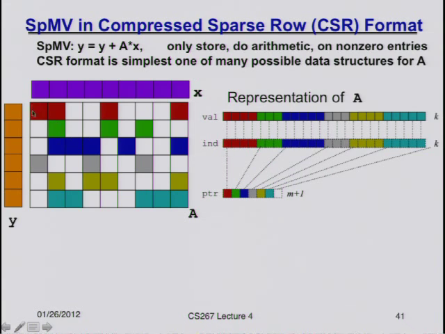So here, this comes from columns 1, 2, 5, and 8. So these numbers here would be 1, 2, 5, and 8. And then I also have to remember when row 1 ends and row 2 begins. So I have yet another little data structure that just points to the beginning of each row. So that's my data structure.